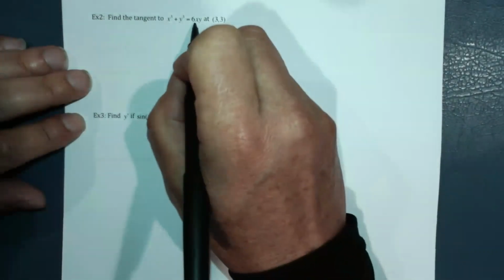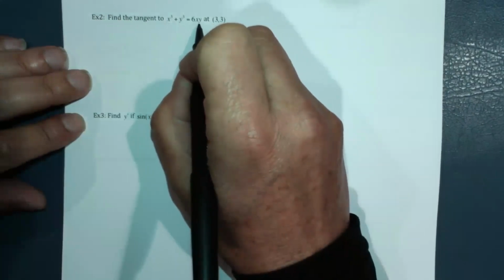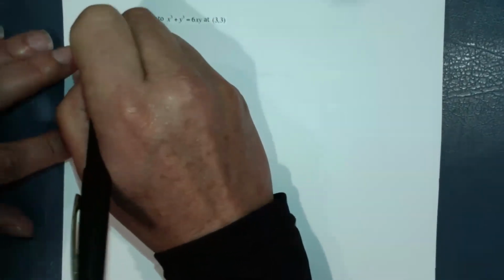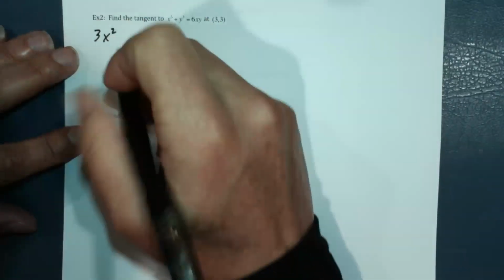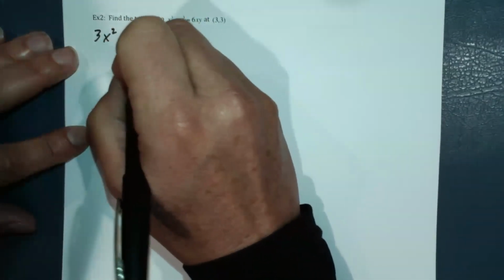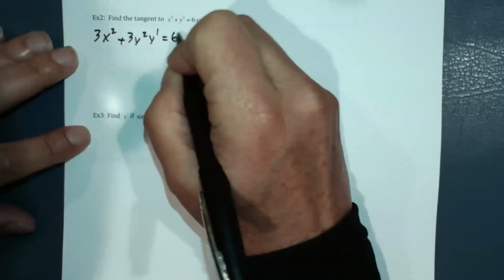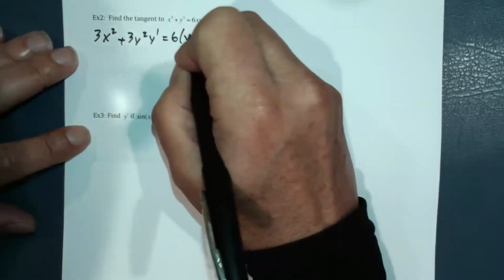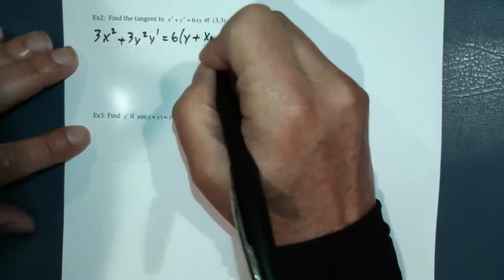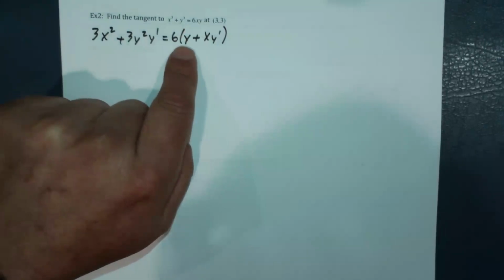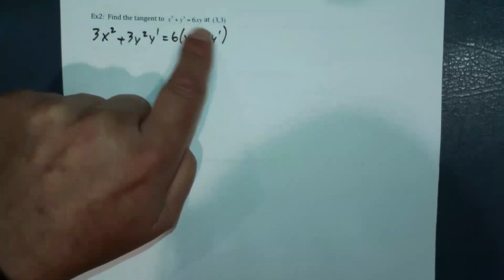Now, I want to point out here is an issue. Here, I have to use the product rule. So we get 3x squared. Dx over dx is just 1. I'm not going to write that anymore like I did up here. Plus 3y squared, y prime, equals, this becomes 6 times y plus xy prime. Derivative of the x times y is there. X times the derivative of the y is right there.